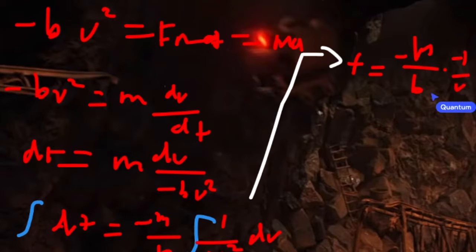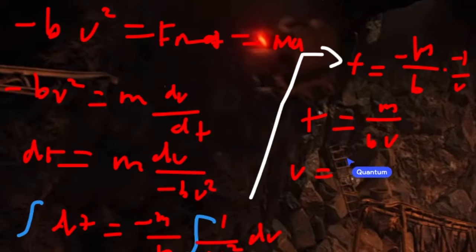So now, multiplying those two together, we have that t is simply equal to m over bv, and then to find velocity, we can divide by t on both sides and multiply by v on both sides to get that v is equal to m over bt. So now that we have an equation for velocity, which is v equals m over bt, we can use this to find the equation for the distance traveled.